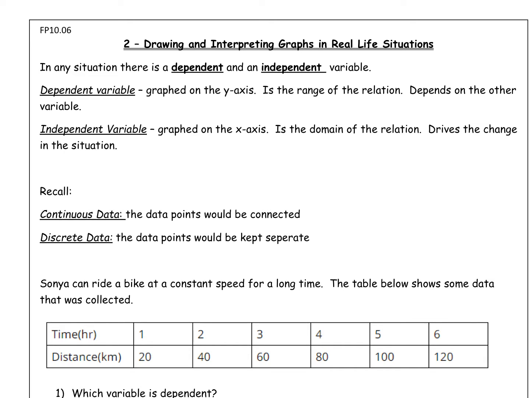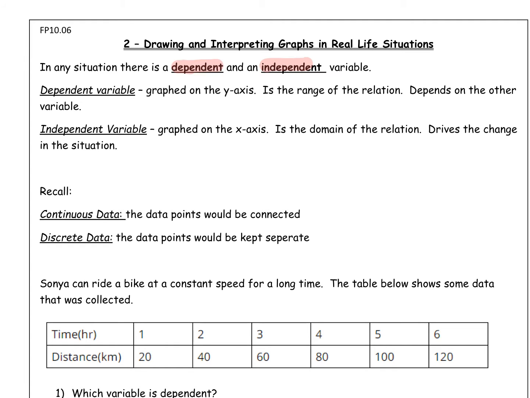So what we're going to do today is basically draw a graph, talk about how we know which variable goes on which axis, or where we put each of the numbers, and then read information from graphs, okay? So in any situation, we have a dependent and an independent variable.